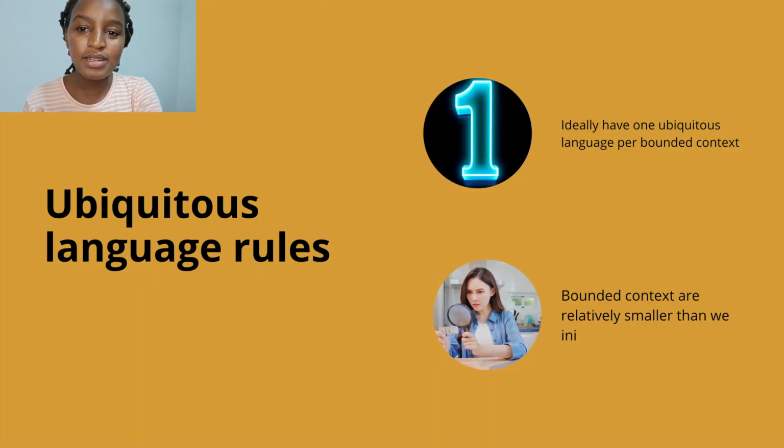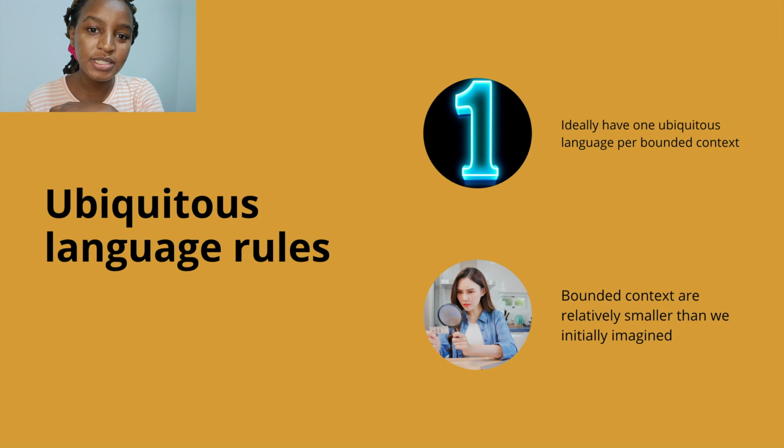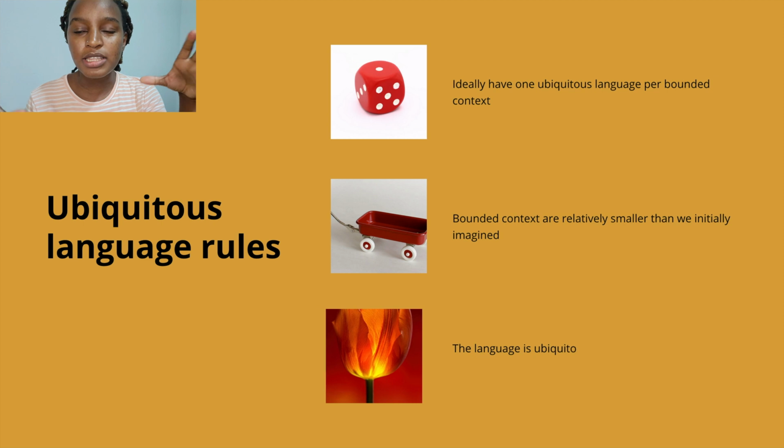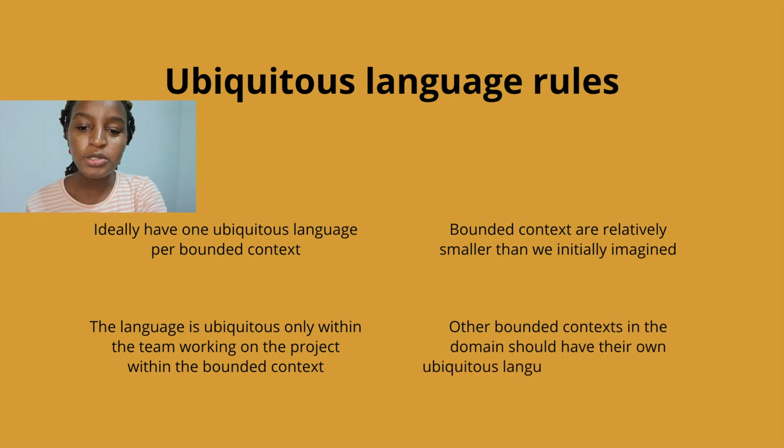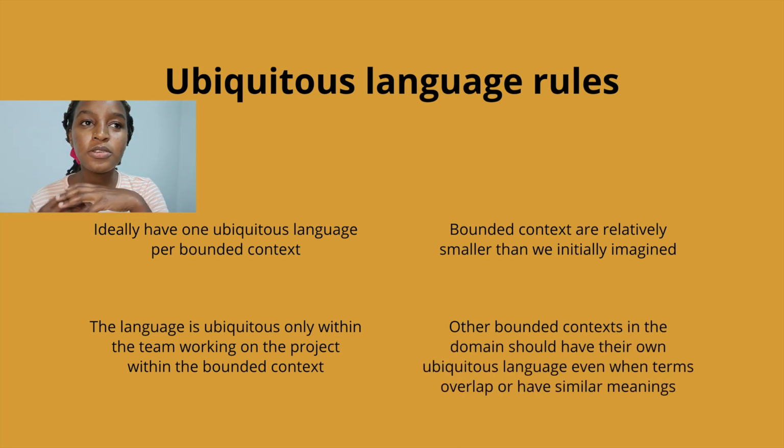Another rule I can think about is that bounded contexts will be relatively smaller than we initially imagined. Sometimes you can think of something being really big, and then after all this process and all this unearthing and learning a lot more about the project, about the model, you find it will be smaller than you actually anticipated at the start. Another rule is that the language is ubiquitous only within the team working on the project, within the bounded context. Another thing to note is that other bounded contexts in the domain should have their own ubiquitous language, even when we find that terms overlap or have similar meanings.